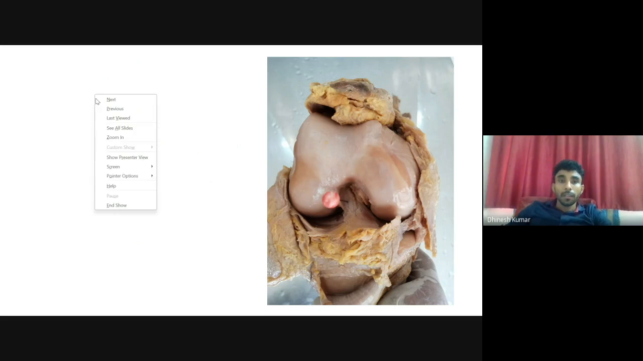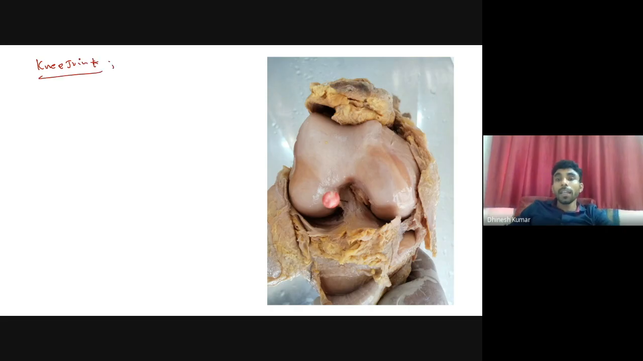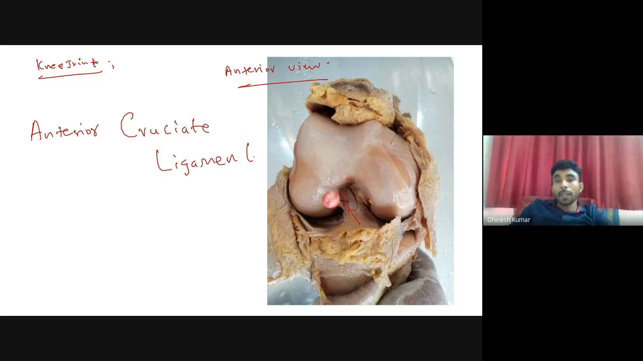Fine. Now moving to the next spotters question. Actually, the knee joint has been exposed here. So the question is, identify the pinned structure. You can see one ligament of the knee joint, which is moving like this. So this is the anterior view. Which ligament is pinned here? The pinned structure here is anterior cruciate ligament. That is the answer for this question. Anterior cruciate ligament is pinned here.